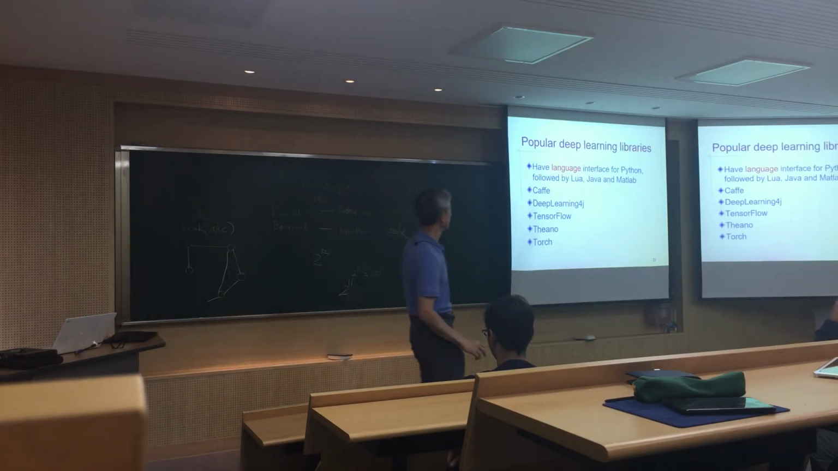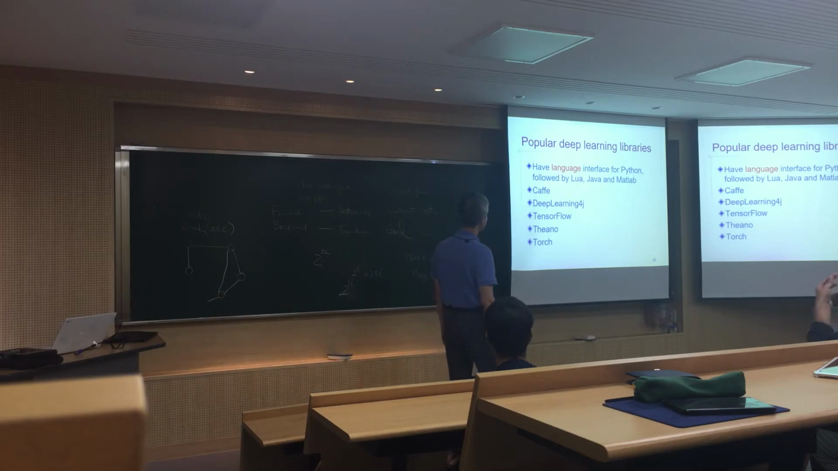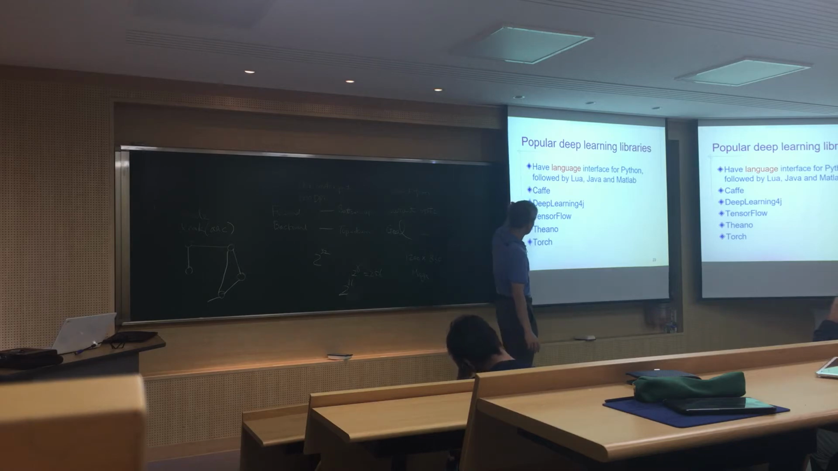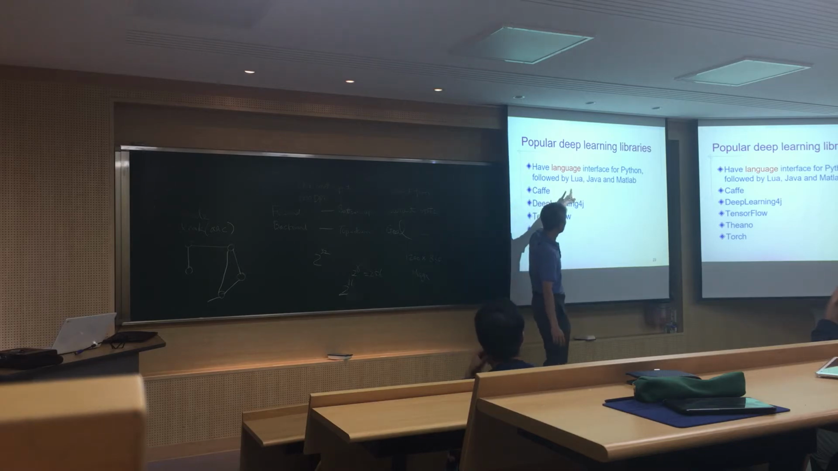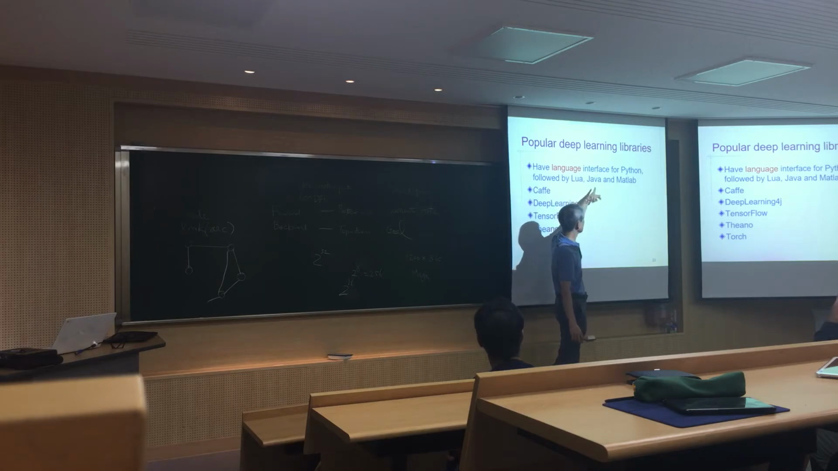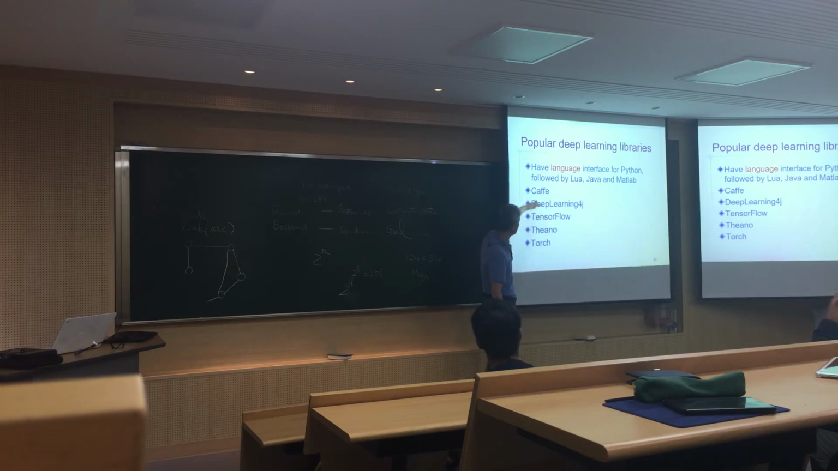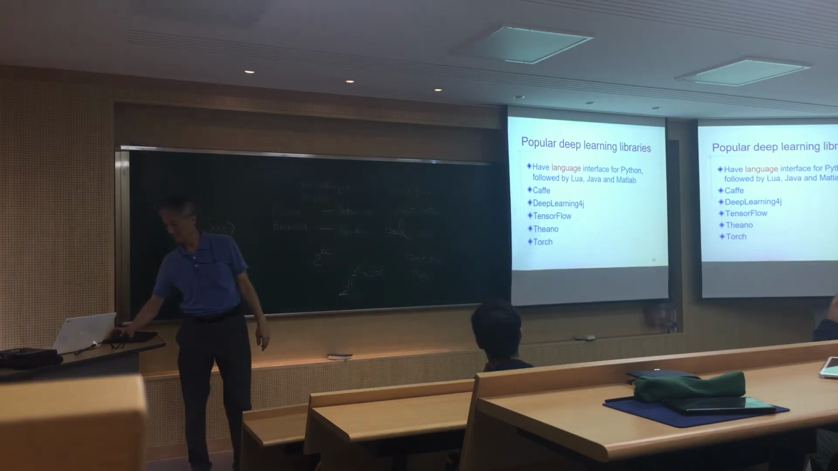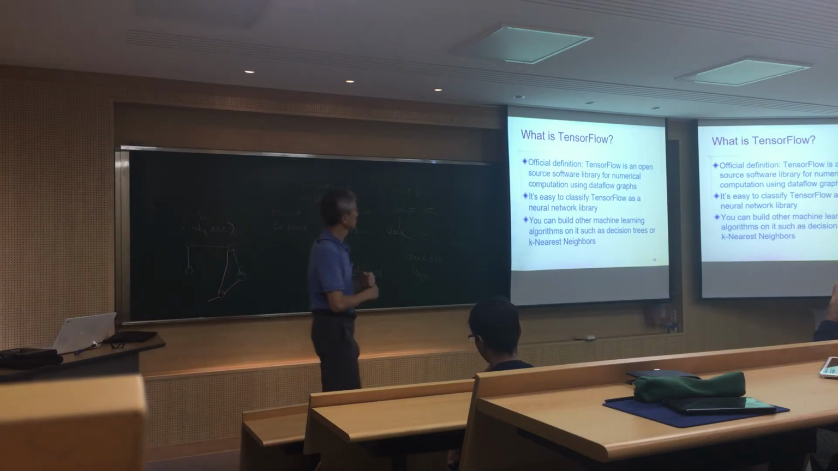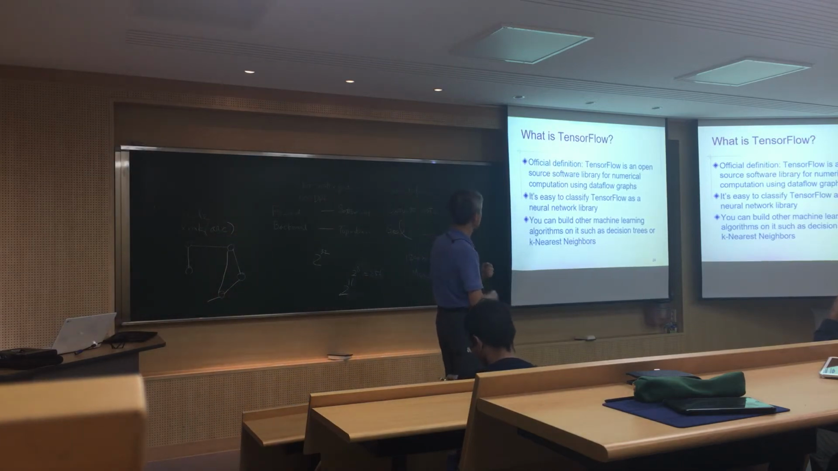Okay. Popular deep learning libraries. For AlphaGo, it was Python, but there are also other languages similar to Python, such as Lua, Java, and MATLAB. But these are libraries competing with each other against TensorFlow. Some of them are commercial. You should pay money. What is TensorFlow? The official definition is complicated for me. But anyway, it's for AI.